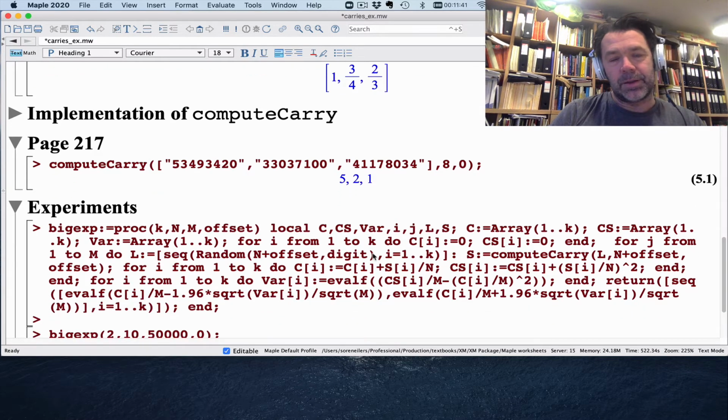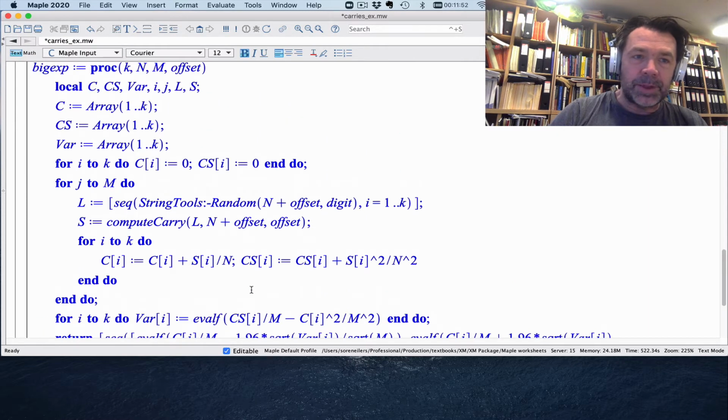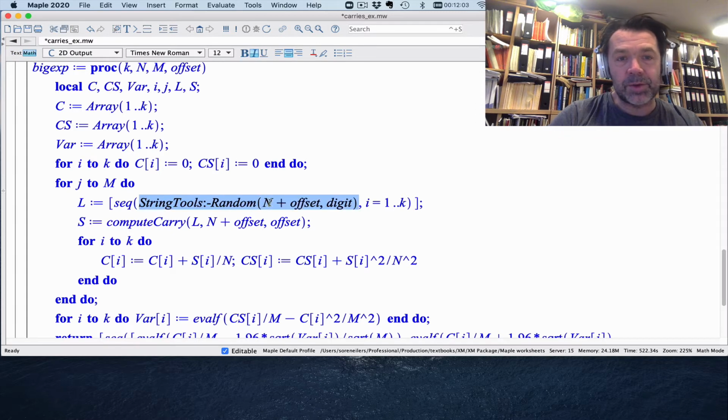This is actually something that's been realized fairly recently by work of Diaconis. So I wrote this little program here, which essentially simply simulates this setup. I generate some random numbers using string tools random. String tools will create a string with some symbols in it, randomly chosen from a list of symbols or letters, if you like, and the letters that I give them are the digits from 0 to 9.